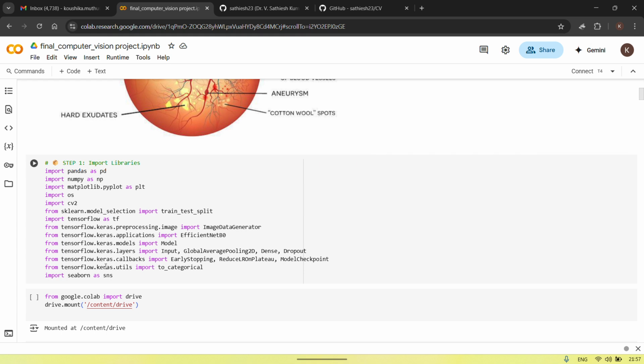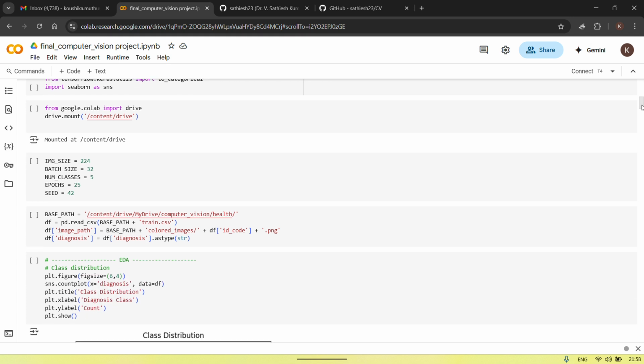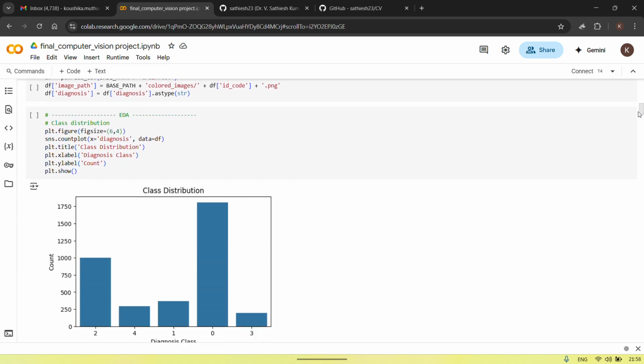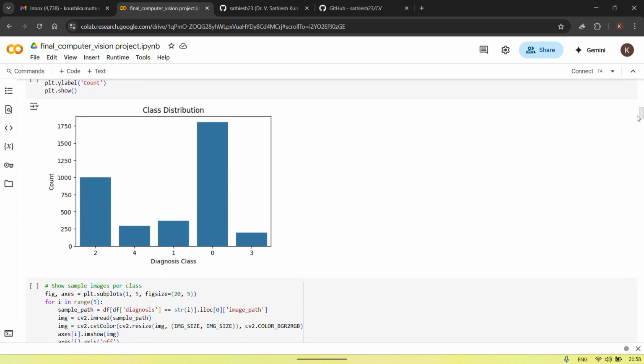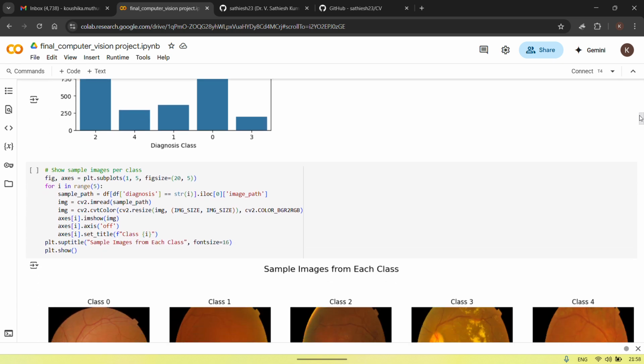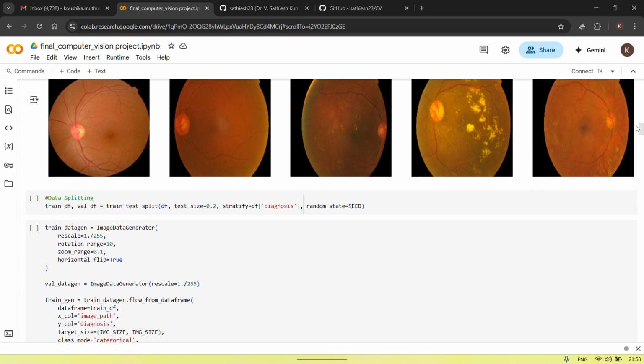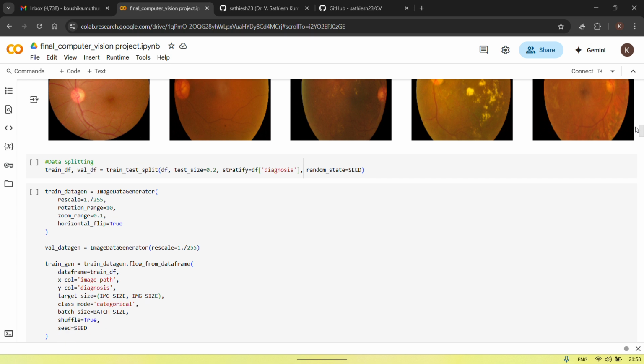Firstly, I have imported all the libraries. Then I have imported the data set from Google Drive. Then I have set the image size, batch size, number of classes, epochs, and seed. Now I am doing EDA to see how my images are distributed. I am using class weight balancing to balance them. Then this is the sample image from each class. I am doing a train test split, that is 20% for testing and the remaining 80% for training.